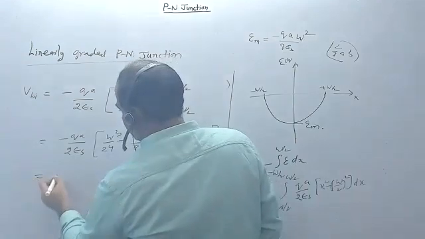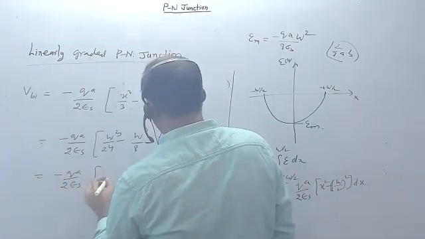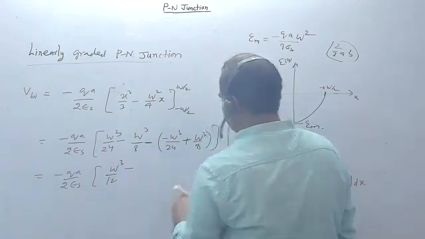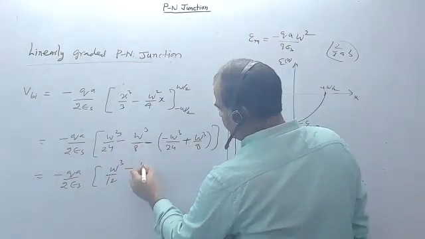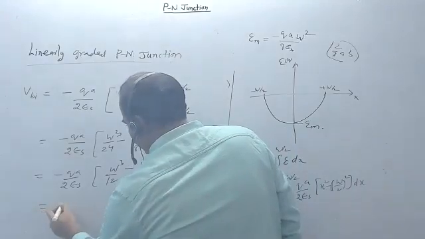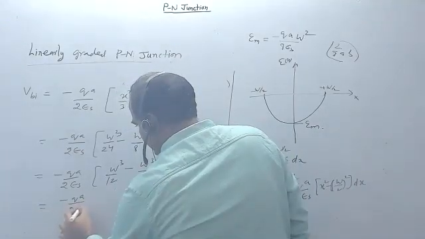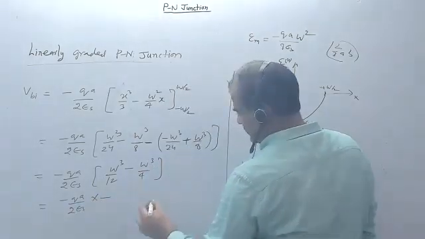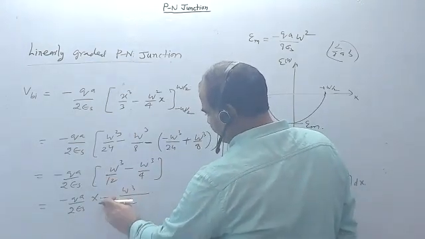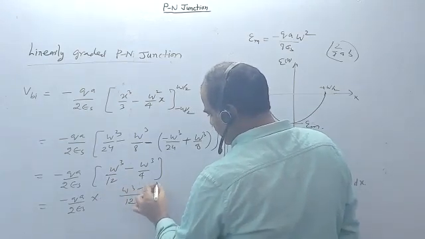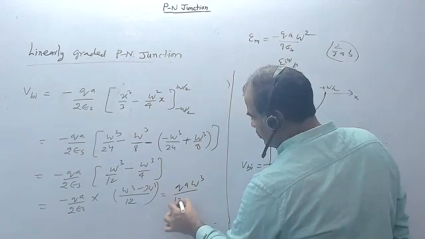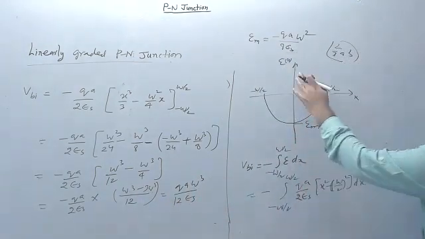This will give me minus QA upon 2ES, so this WQ/24 twice is WQ/12, and this also minus, so WQ/4. So this will give me minus QA upon 2ES into minus 8/12, then omega Q minus 3 omega Q, so this becomes 6. So this becomes QA omega Q upon 12 ES.